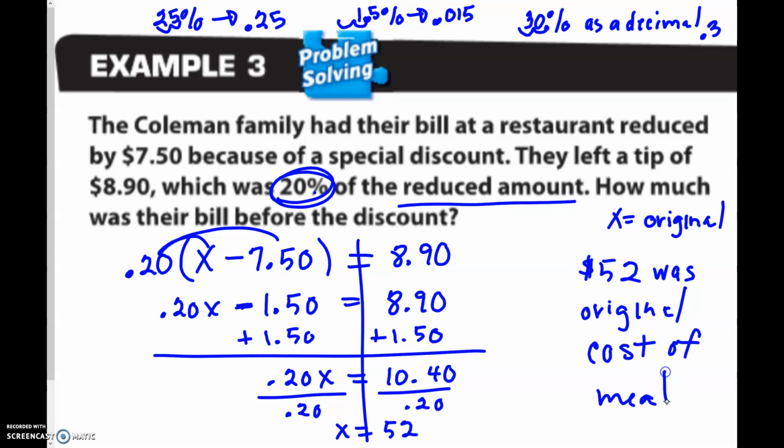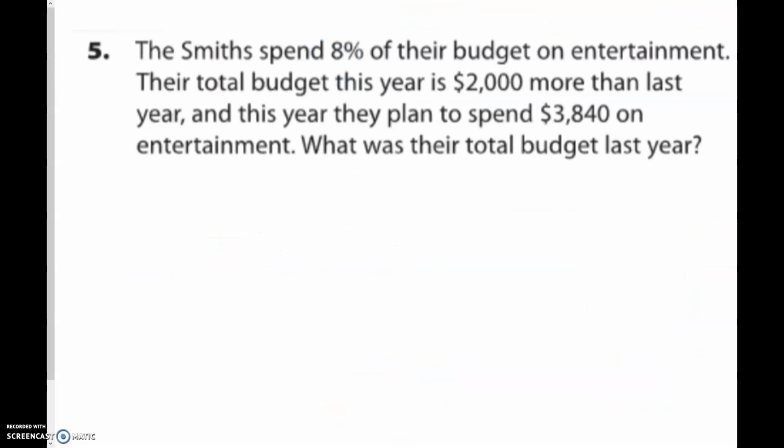All right, let's see if we can do another percent problem. All right, so the Smiths spend 8% of their budget on entertainment. Their total budget this year is $2,000 more than last year. So it just means that the Smith family, if they made $60,000, this year they actually have $62,000 to spend. Now, people take and they budget their total income, and some has to go to housing, some has to go to gas, some has to go to food, some has to go to daycare. But a lot of people like to spend part of their budget on entertainment because we all know that in life you have to do things that are fun.